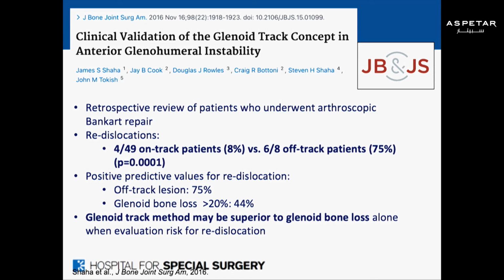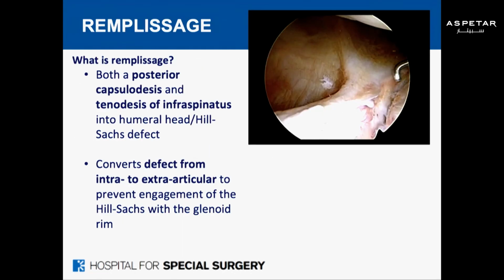If you looked at just glenoid bone loss, it was only 44%. So they concluded that glenoid tract method may be superior to glenoid bone loss alone when evaluating for redislocation. Now, again, in real life, we're going to have all these factors as inputs, but I think this is a better way to think about all the pathology that's present and not just try to oversimplify by just looking at the glenoid side.